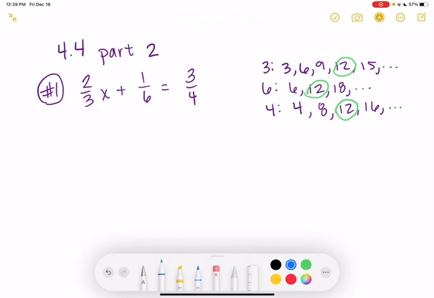So what I'm going to do first is rewrite this problem, but leave some space. Okay, so I'm going to have 2/3 x plus, leave a space, 1/6 equals, leave a space, 3/4. And in each of those spaces, I'm going to multiply every single term in my equation by 12. I'm going to put 12 over 1 just so it matches the fraction.